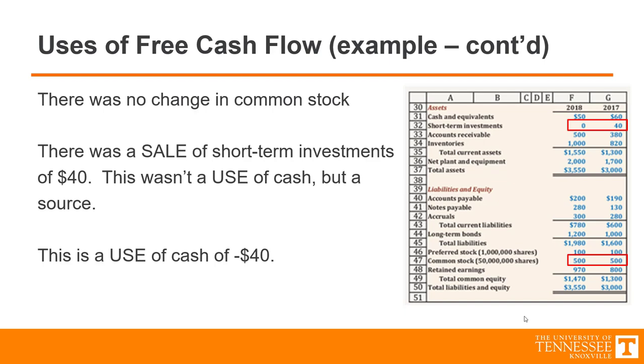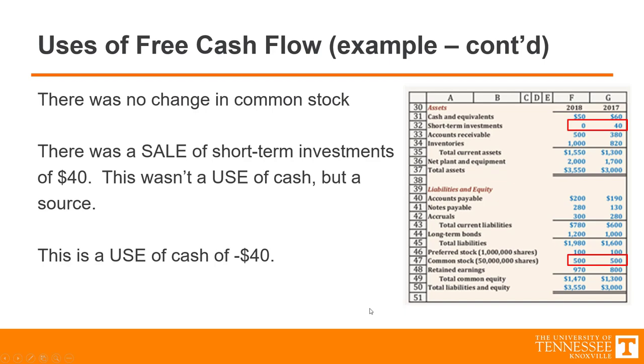So the last thing that we can look at is the short-term investments. And one use of free cash flow would be to purchase short-term investments. But in fact, there was no purchase. If we look at 2017 and 2018 numbers up here, there's been no purchase, but in fact a sale. So it wasn't a use of free cash flow, in which case it would have a positive sign, but instead it was a source. We got a negative sign there. And so it was a use of negative 40.